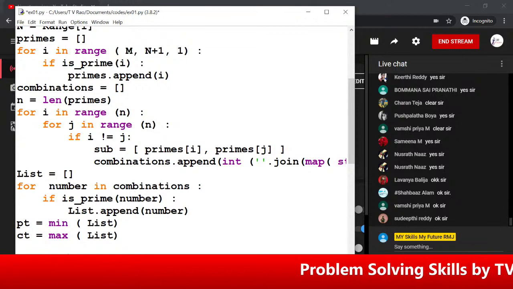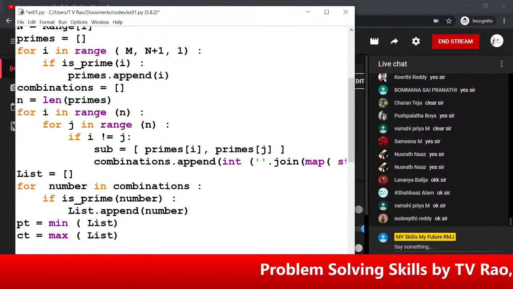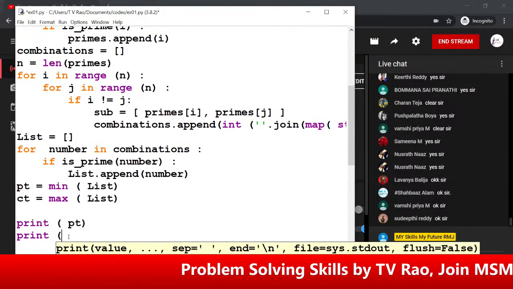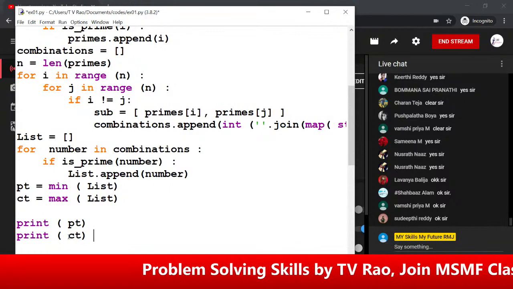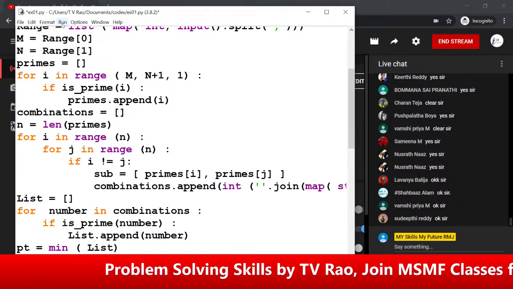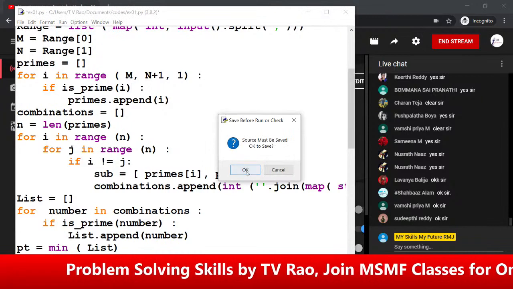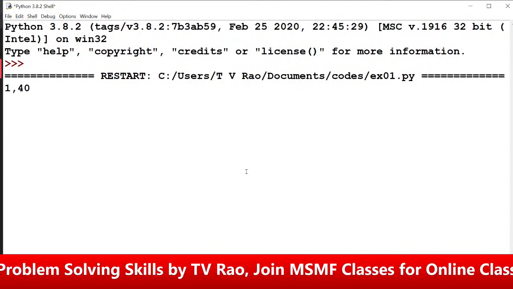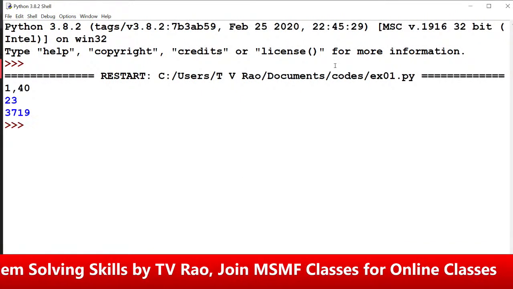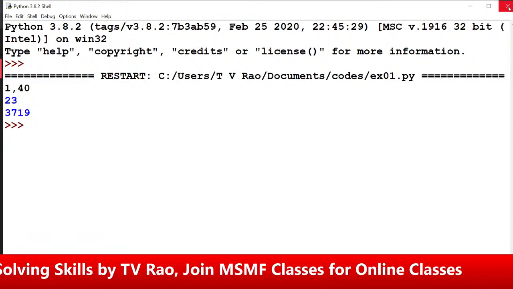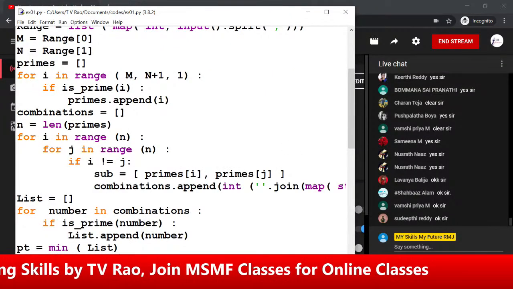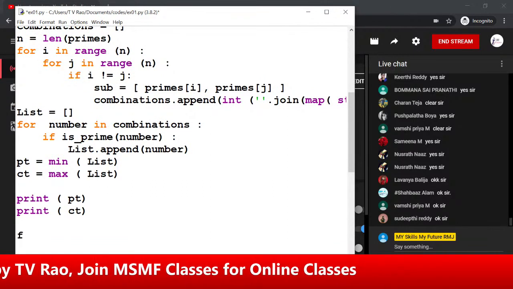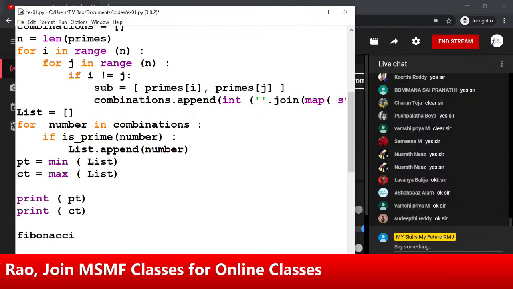Now print both the minimum term and the maximum term. These are the first and second terms of the Fibonacci series. So your first term is 23, second term is 37, 19. Okay, is this clear? So we want what? We want the 34th term of the Fibonacci series.